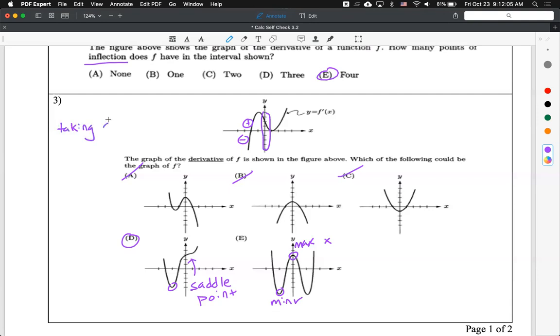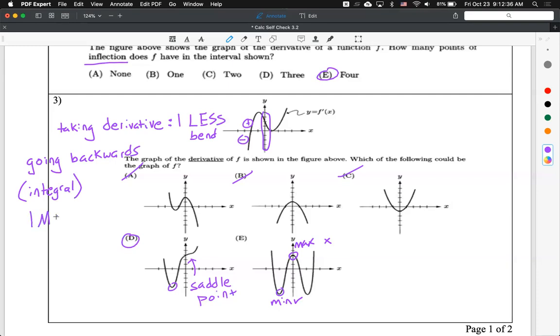Taking derivative, that means 1 less, and I'll do that in all caps, less bend. And you know it's called taking integral because you've taken parts of this unit before. Going backwards, and I'll put in parentheses here, integral, means 1 more bend.